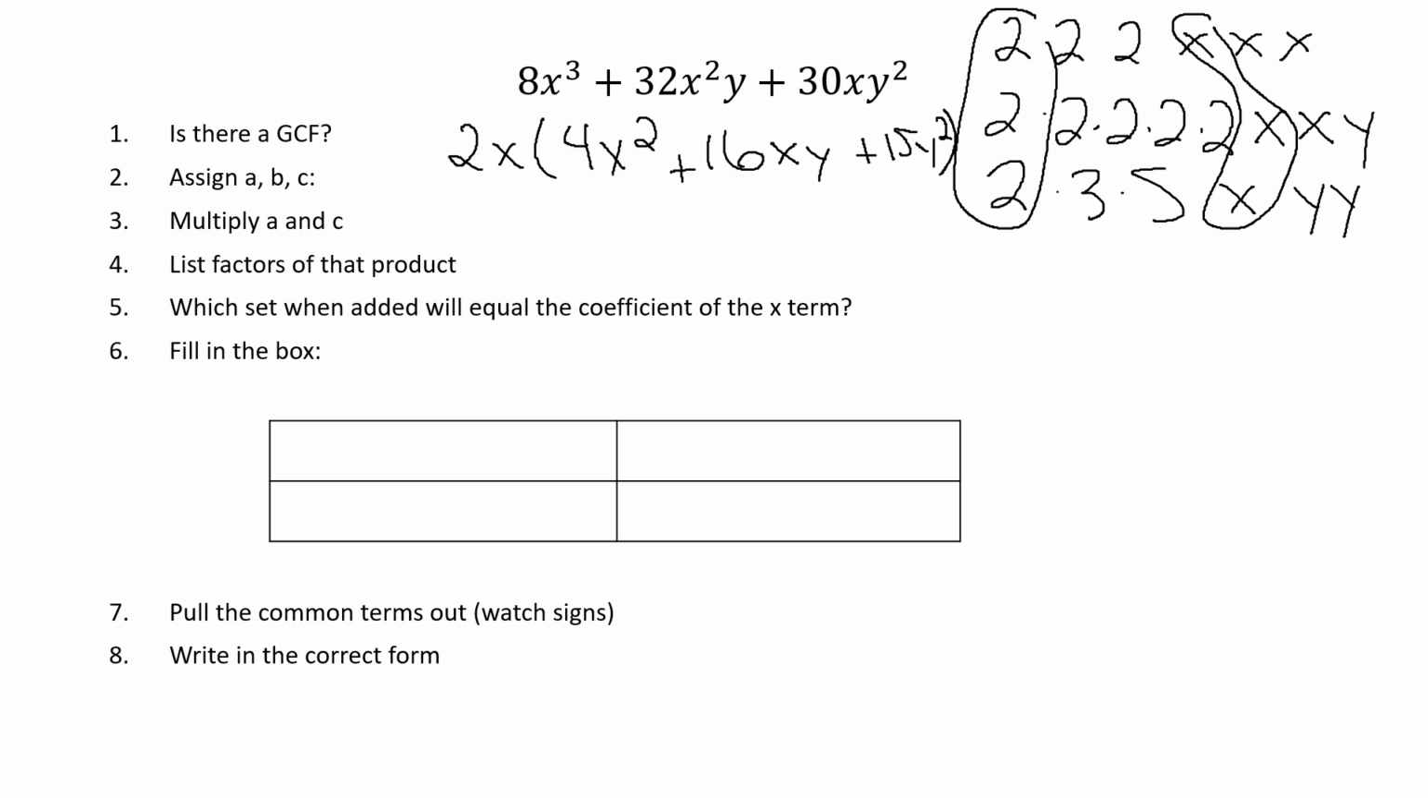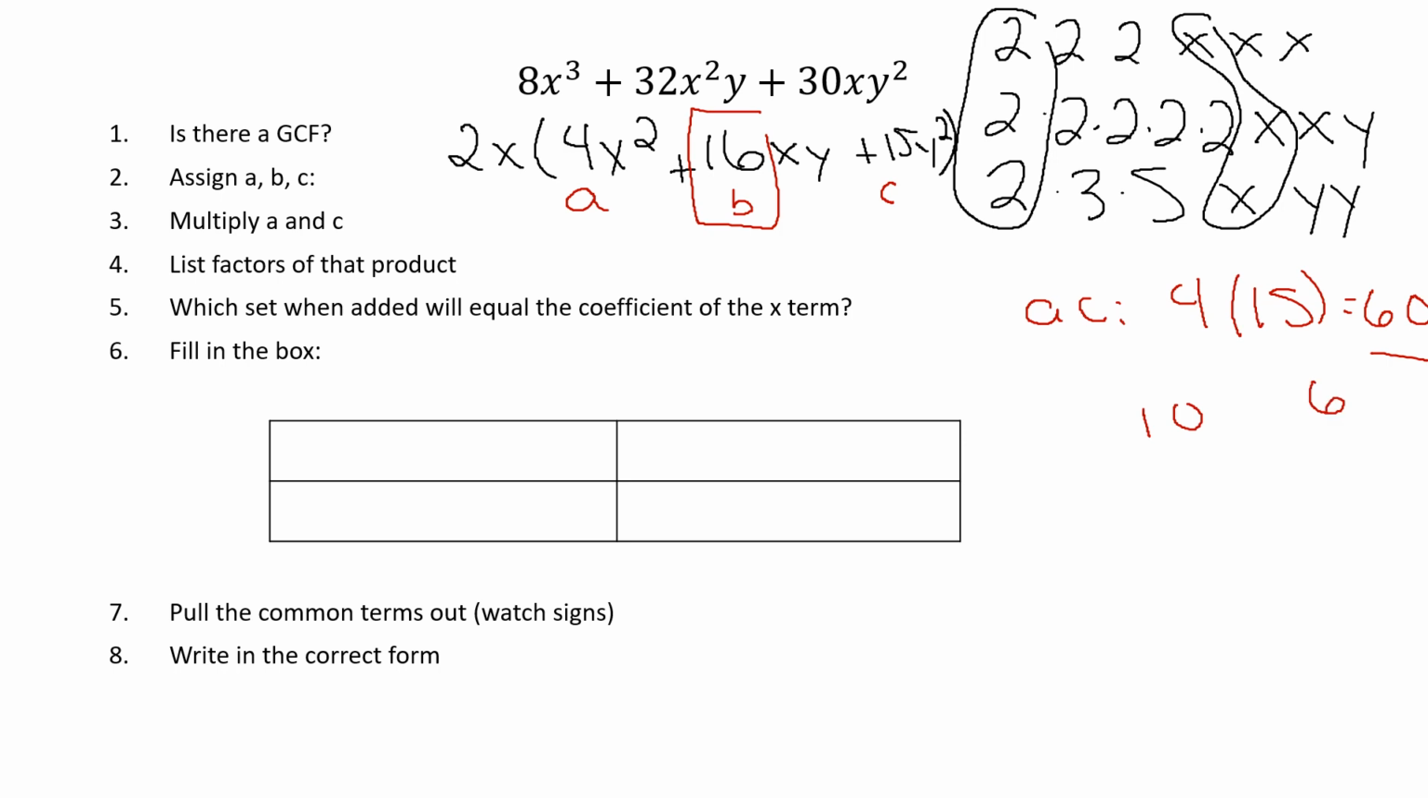Let's assign our A, B, C. I'm going to come over here and work because it's a little bit easier. It'll give me a little more space. 4 times 15 is 60. So what can I get factors of 60? And some of us can already look at this 60 and 16. Well, that's going to be 10 and 6. And if you needed to list all of those out, go for it. And the reason I'm going quick is because you've already done this one on your own.